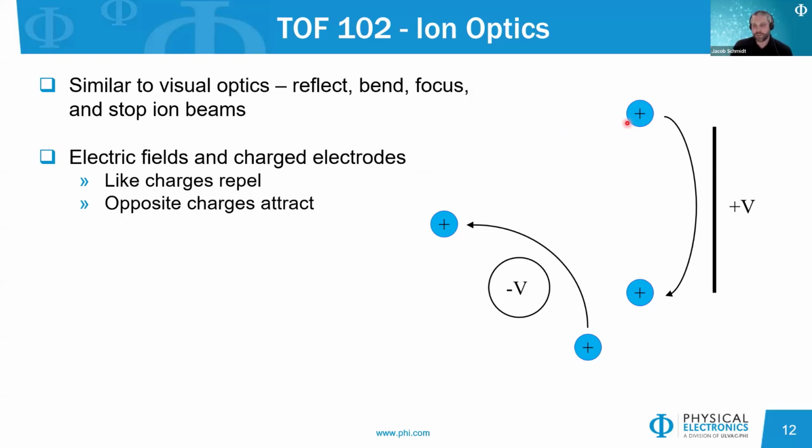So if a positively charged ion approaches a positively charged plate, it will be repelled away from the plate. If a positively charged ion moves towards a negatively charged electrode, it will be attracted towards that electrode and move around it.